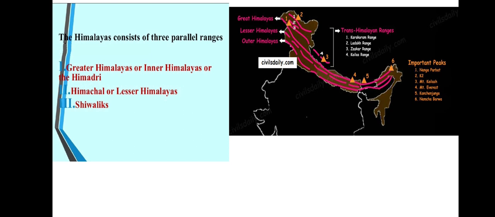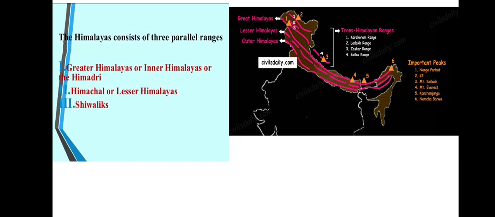Now, Himalayas are subdivided from north to south as well as regionally from west to east. First of all, we'll discuss from north to south. From north to south, Himalayas are divided into three parts. You can clearly see from the map, starting from north: Great Himalayas, Lesser Himalayas, and Outer Himalayas. They are known by the other names Himadri, Himachal, and Shivaliks.